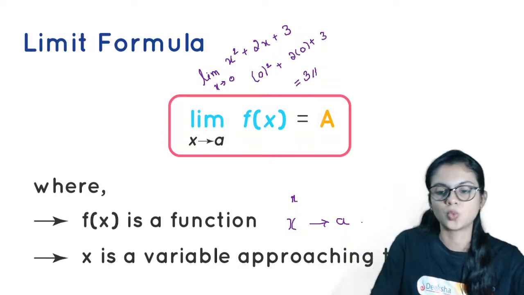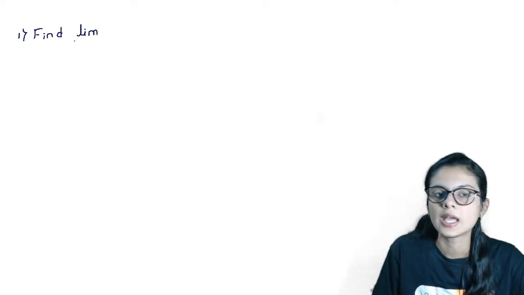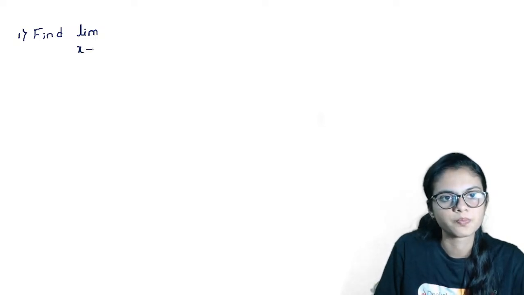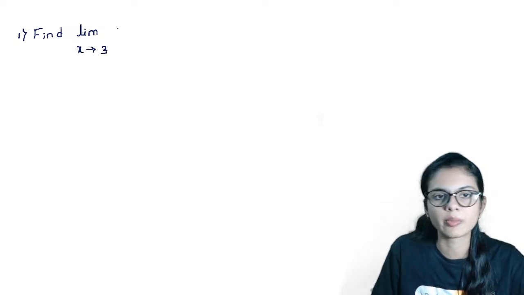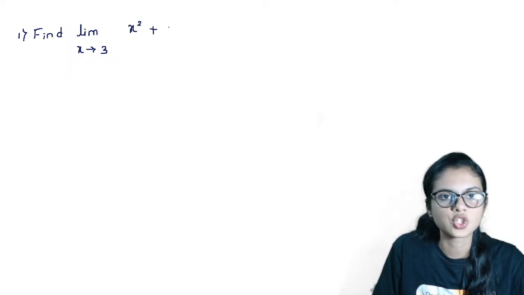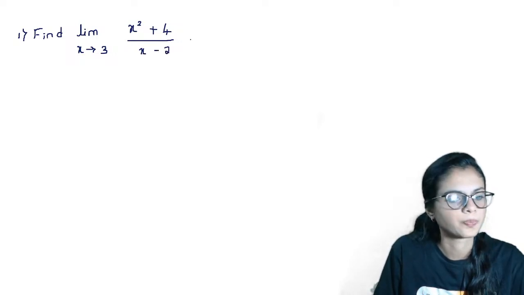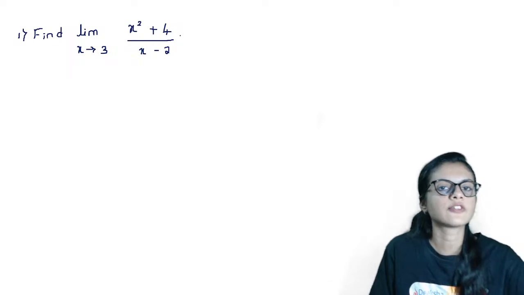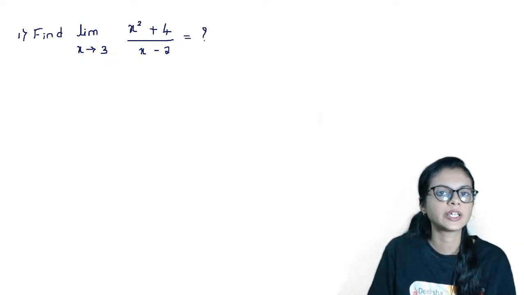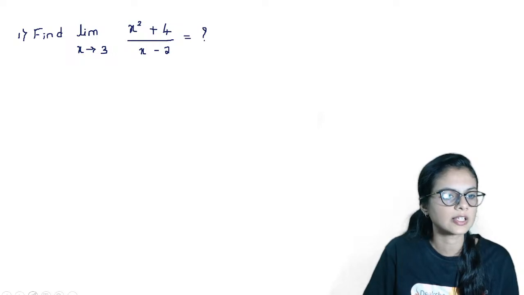Okay, let's move on. Let me solve some of the problems here. Let's consider the first question. Find limit x tending to 3 of x square plus 4 divided by x minus 2 is the question. Can anyone solve this and find out the limit? What is the limit here? Can anyone calculate it and tell me the answer in the chat?